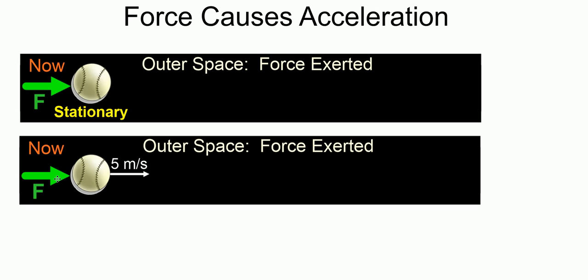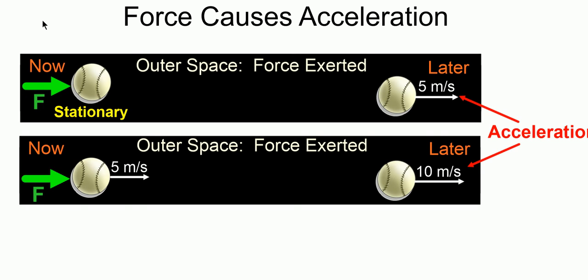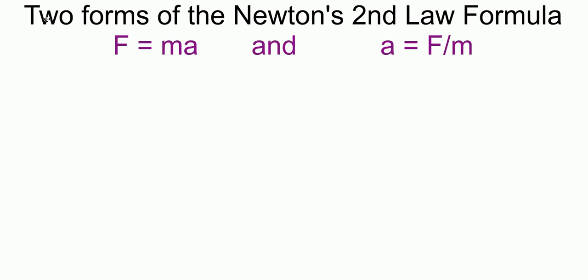Okay, so force causes acceleration, correct? So this one should accelerate, shouldn't it? Sure. I made this up, but later it's going 5 meters per second. It was stationary, now it's going 5. It accelerated. This one here was going 5 meters per second before. This should speed it up, shouldn't it? I made it up to 10, and it does speed up. So in this situation, we did see force cause the acceleration. We saw earlier, if there wasn't a force, there was no acceleration.